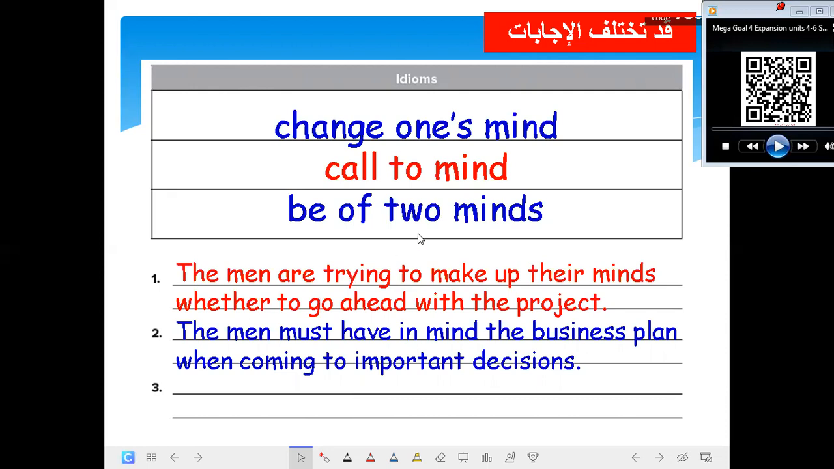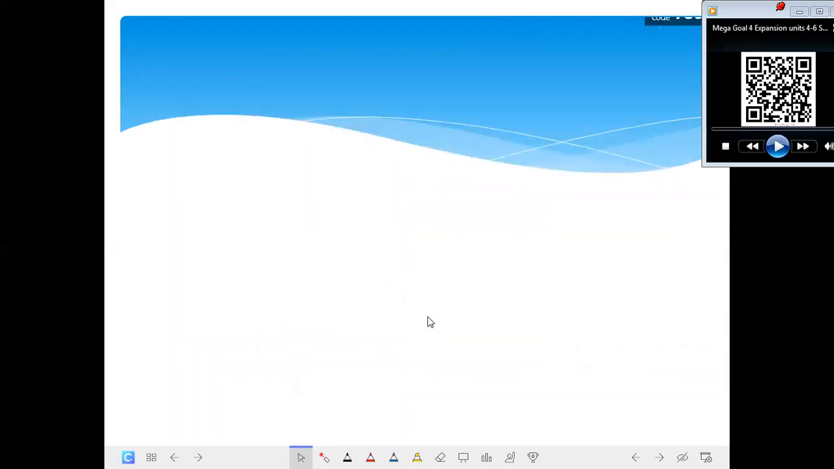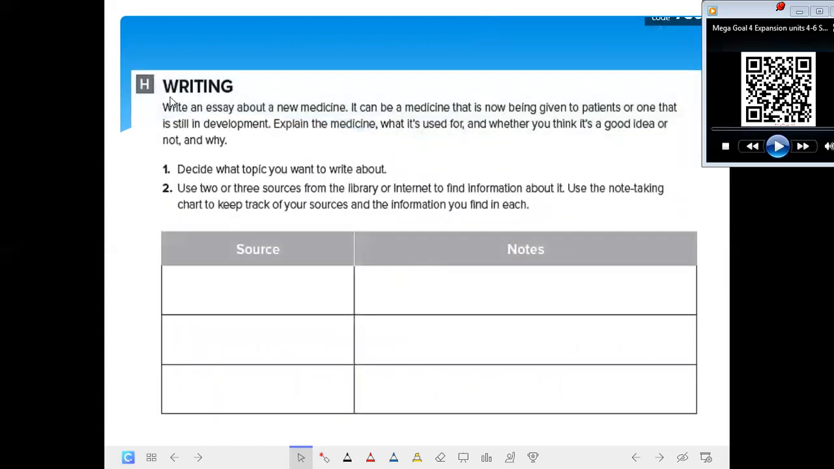Okay. Now, my dear students, let's go to the last page, page 72, exercise H, writing. Here he wants you to start to write. He wants you to write an essay about a new medicine. It can be a medicine that is now being given to patients or one that is still in development. Explain the medicine, what it's used for, and whether you think it's a good idea or not, and why.